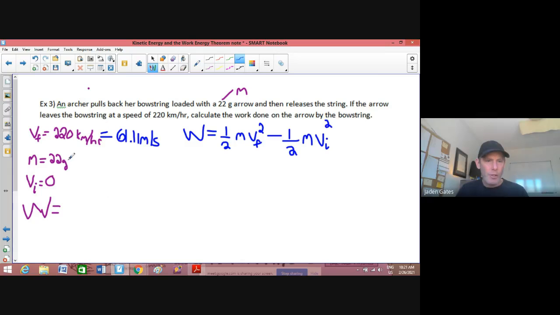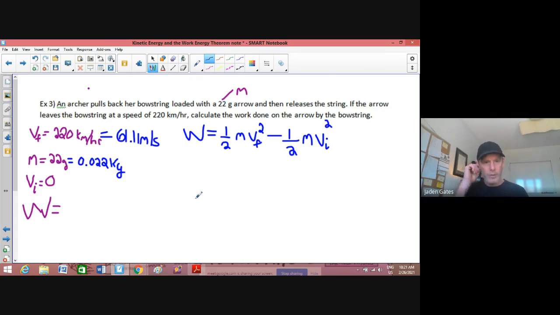Now I got that in standard units, but again, mass is in grams. I need it in kilograms. All right. So there are 1,000 grams in a kilogram. So I'm going to take my 22 and divide it by 1,000 to get it into kilograms. So I move the decimal 3 spots, 0.022 kilograms. All right. Now that I've got everything in the right units, I can substitute in.